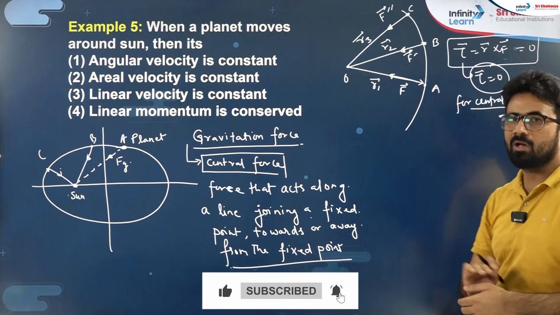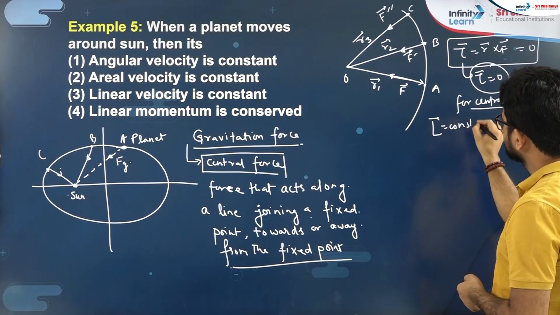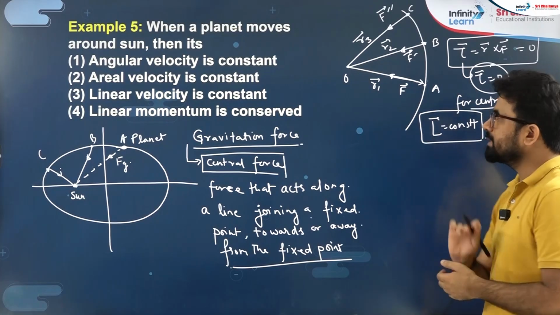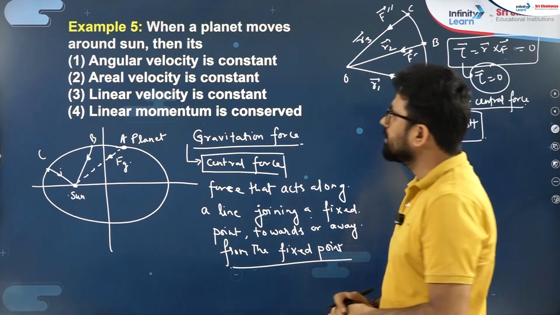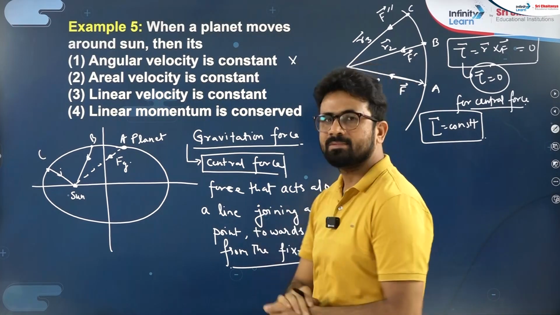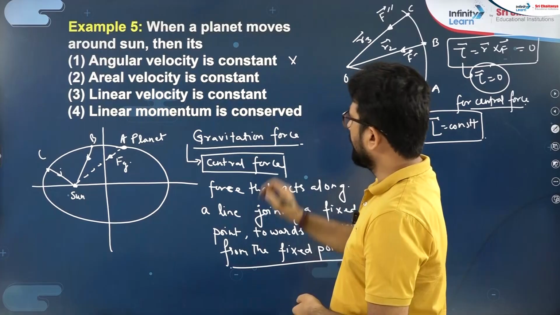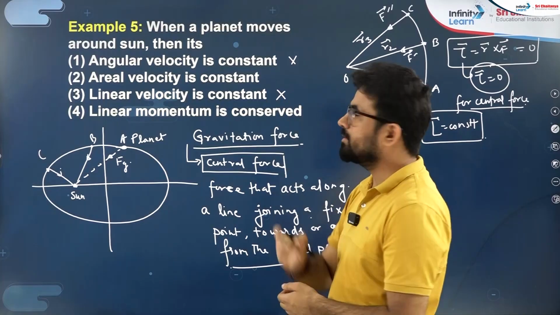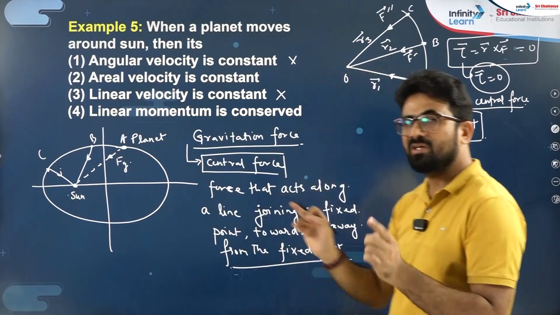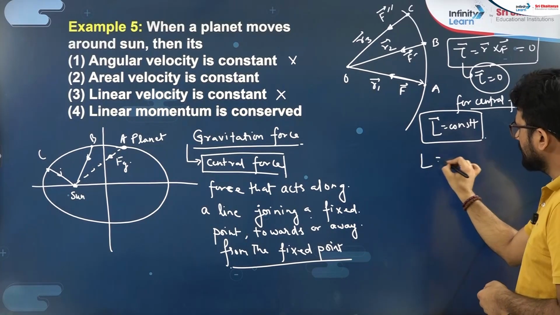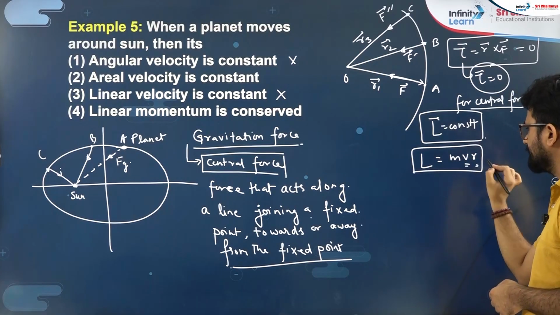So for a central force, the torque is 0. That means again angular momentum remains conserved. If angular momentum remains conserved, then I can say a very simple thing: here the angular velocity is not constant. Now you will ask why it is not constant? Because I is changing. Is the linear velocity also not constant? Yes, because angular momentum is constant. If r changes, then since L is nothing else but mvr, if r is going to change, v will also change.